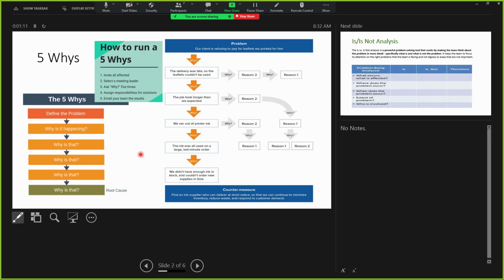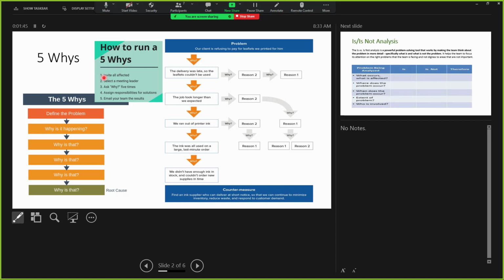So last time when we discussed root cause analysis, first we need to have a clear definition of the problem, which is 50% of finding a root cause, or finding the problems and finding the way out. So clearly defining the problem is the first step, and then how to run the 5 whys.